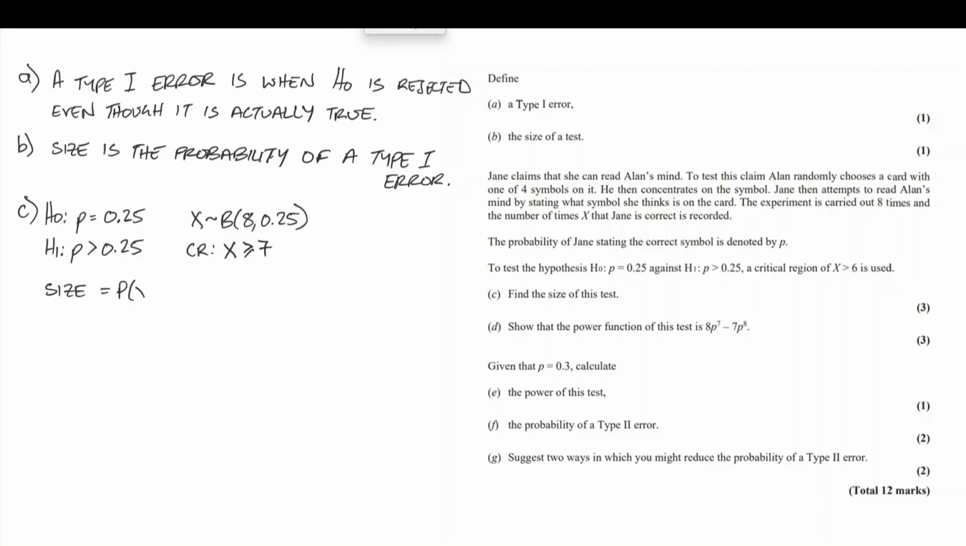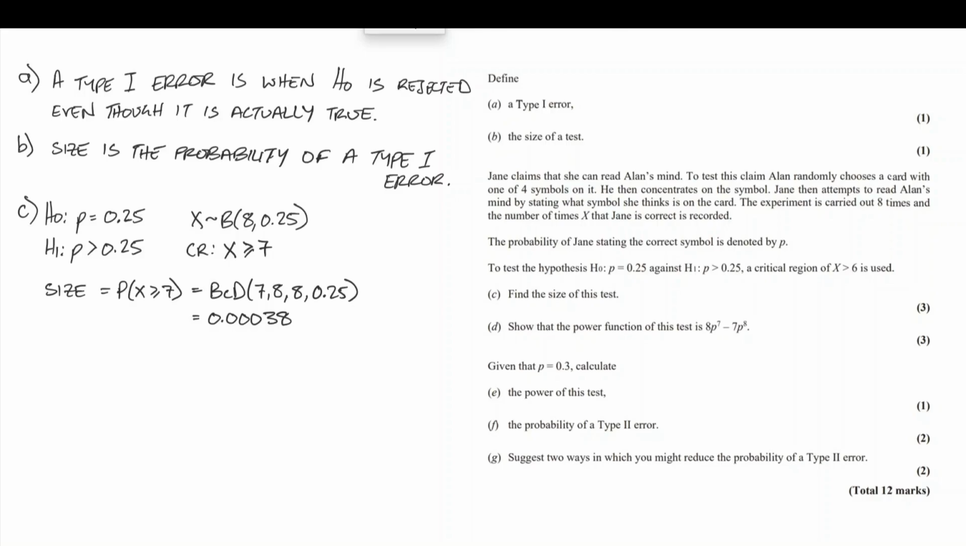The size of the test is going to be the probability of the critical region using the original parameter. So it's the probability that X is greater than or equal to 7. Using our binomial cumulative distribution function, we get quite a small probability here, 0.00038.